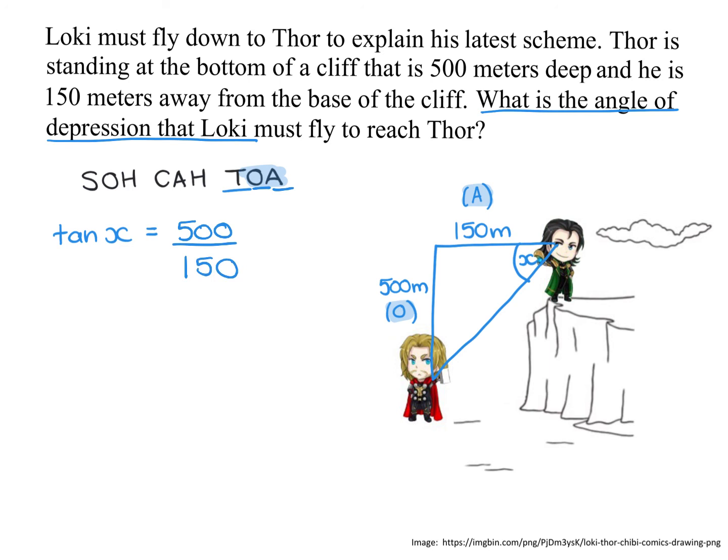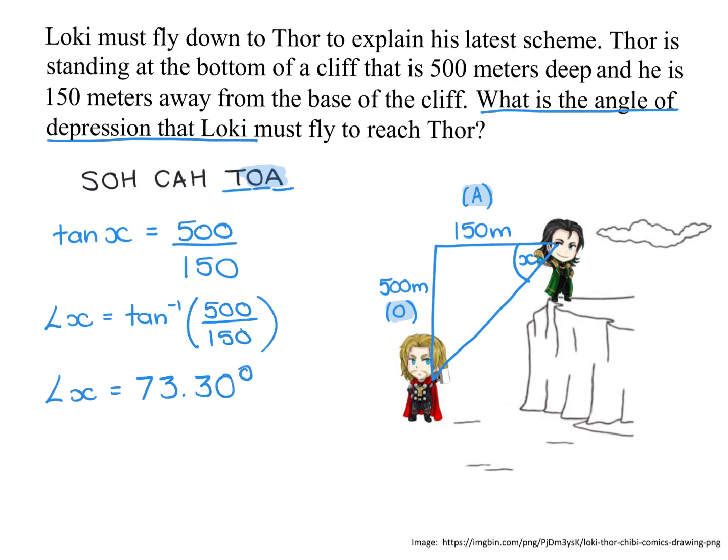Now, when you're finding angles, you have to write it differently. It's going to be angle x is equal to tan inverse, and then in brackets, you're going to write 500 over 150. So now let's write angle x is equal to, and when you calculate the tan inverse of 500 divided by 150, you get 73.30 degrees. And that's your final answer.